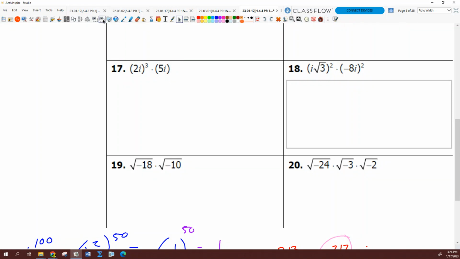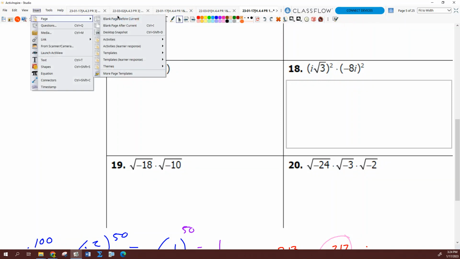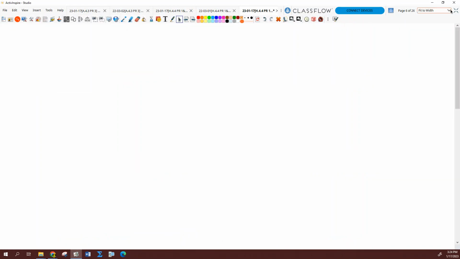Okay, let's go through just a couple others together. Let's try this one together. So number 17 on your notes. What would we do here if I want to simplify this?